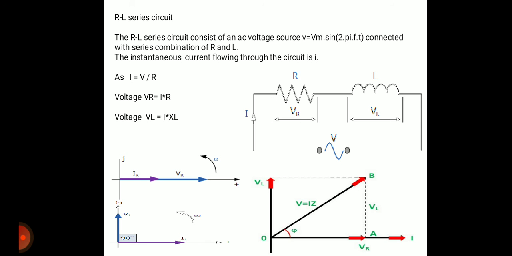So how do we get that resultant phasor diagram? First we draw the phasor diagram for resistor R, which is for IR and VR. Then draw the phasor diagram for IL and VL. Merge these two phasor diagrams and we get the phasor diagram for V and I.